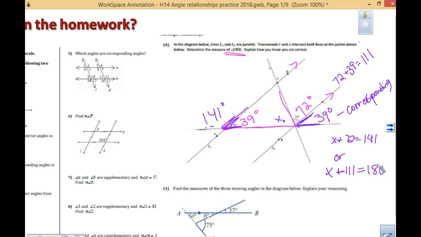All 3 of those. So there's many ways of finding it, right? When you are looking at that. Any other questions besides 10? You just got to find that missing one. And then it says, explain how you got it. So you would say it corresponds, and then these 3 angles total to 180, something along that line.